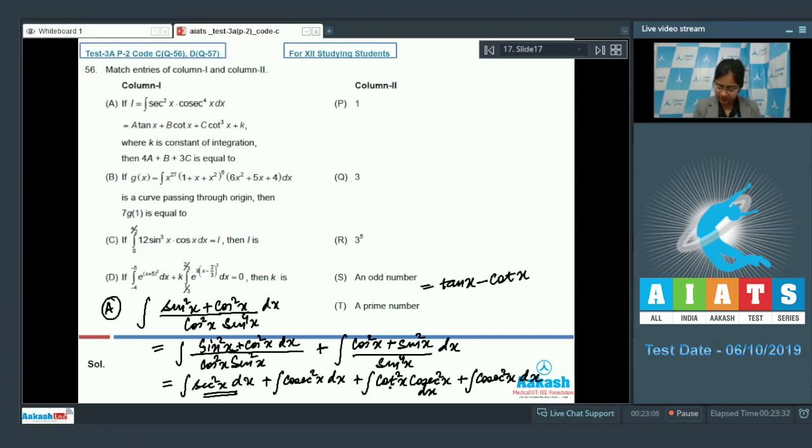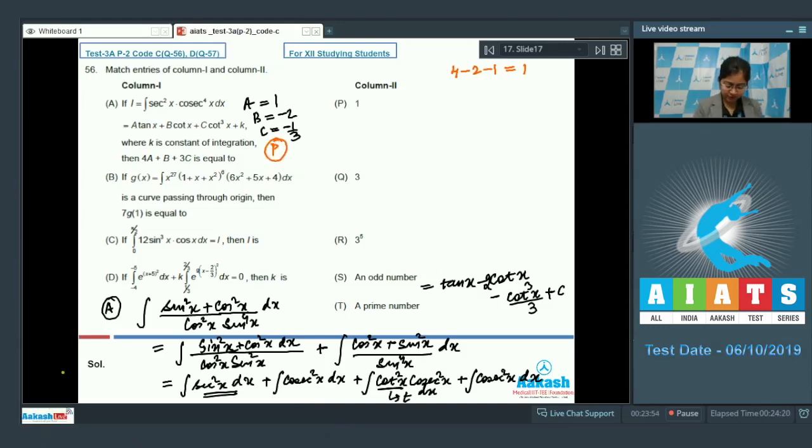And here let's assume cot x equal to t. So its differentiation will be minus cosecant square x into dt. So it will be t cube upon 3, and that will be minus cot x cube upon 3. And from here we will again get minus cot x, plus constant. So we can say that the value of A is 1, the value of B is minus 2, the value of C is minus 1 by 3. So 4A plus B plus 3C is equal to 1. So the answer is B.